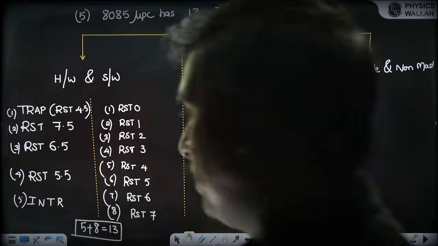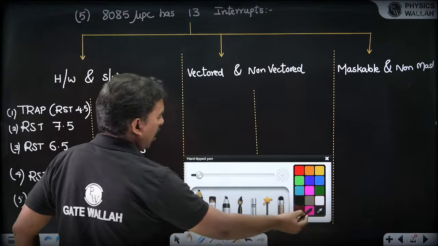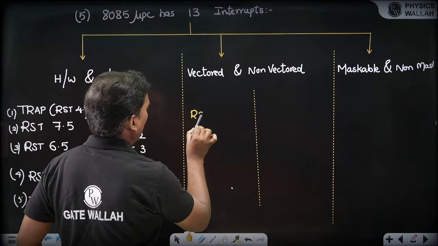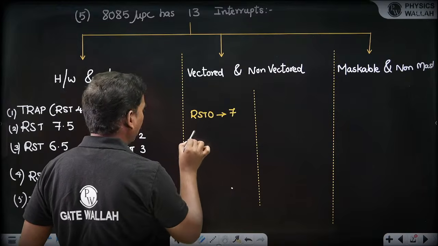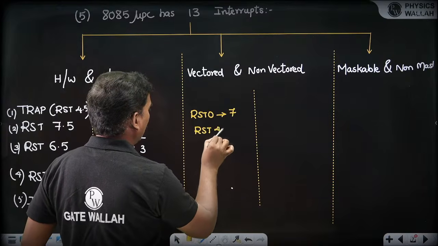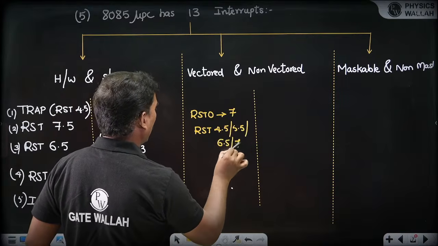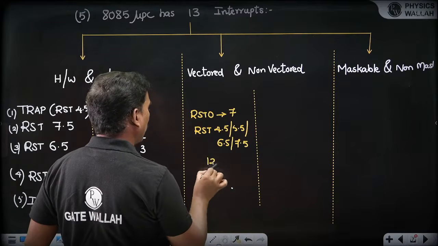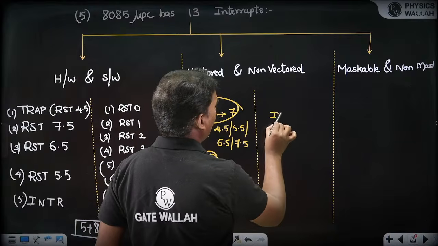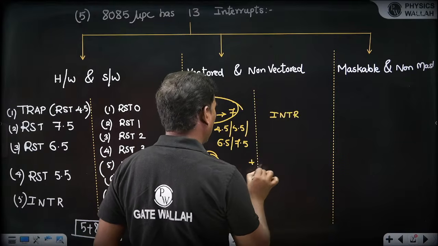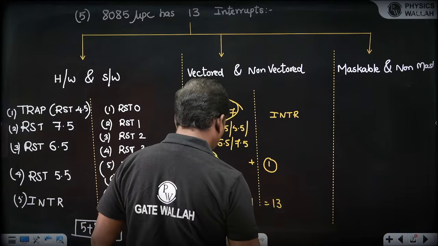Yeah, tell me. Vectored interrupts, what all can come in vectored interrupts? All the software interrupts RST 0 to RST 7 and along with that RST 4.5, 5.5, 6.5 and 7.5. So these are 8 plus 4, 12 total. And non-vectored is only INTR. So 12 plus 1, that is equal to 13 interrupts.